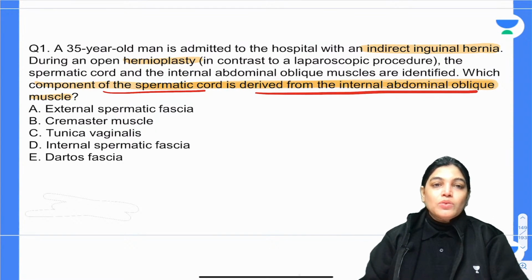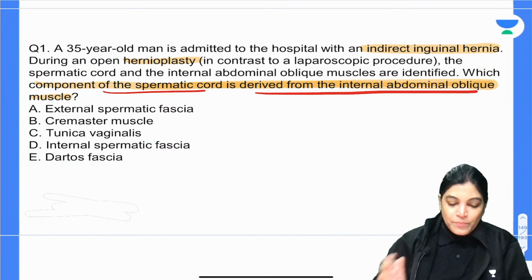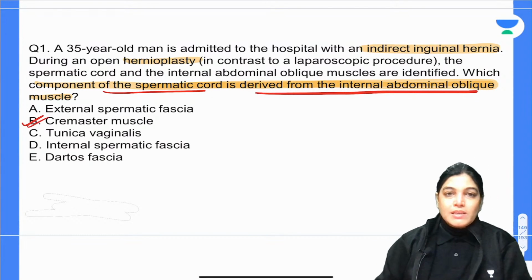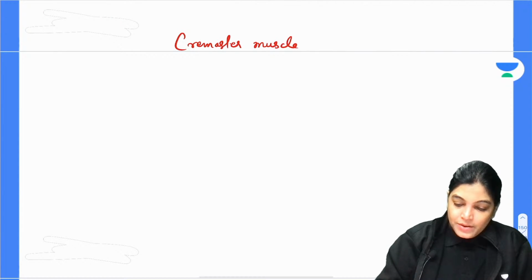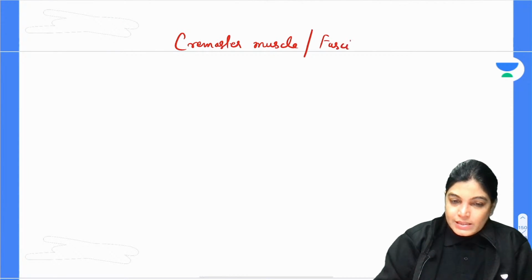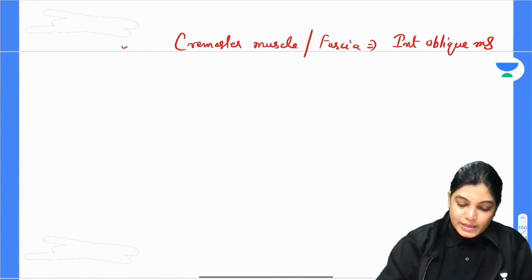So here we have to know which of the following structures derive from the internal abdominal muscle. So let me just write it and then we will come up with the correct answer. The correct answer is actually cremaster muscle. So let me write it and then it will be clear to you. You can write here: cremaster muscle and fascia is derived from internal oblique muscle. So this was asked in the MCQ, and we have chosen this as the correct answer.